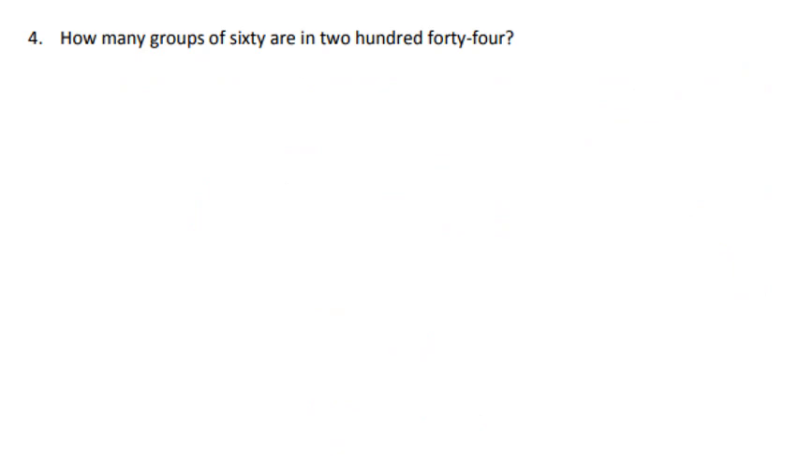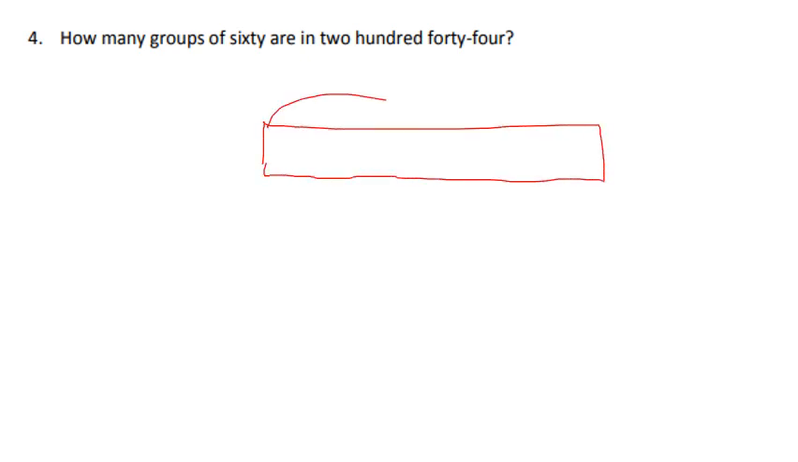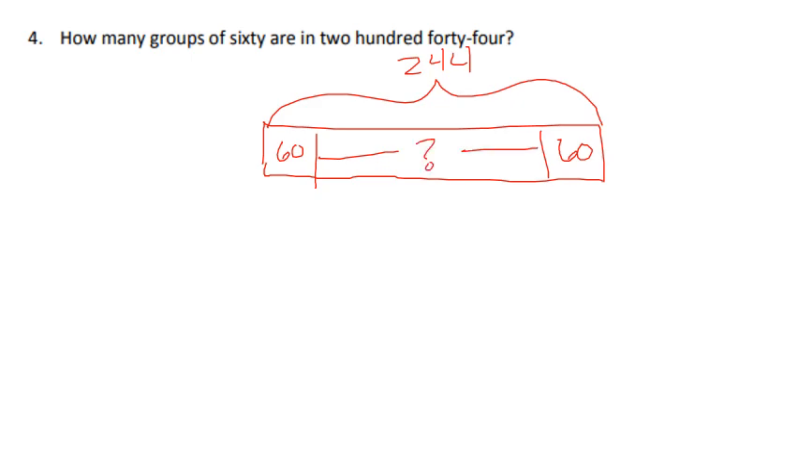How many groups of 60 are in 244? Basically, looking at this tape diagram, the total is 244, and it says they're in groups of 60. They're wanting to know how many of those groups of 60 there are. So we end up with 244 divided by 60.